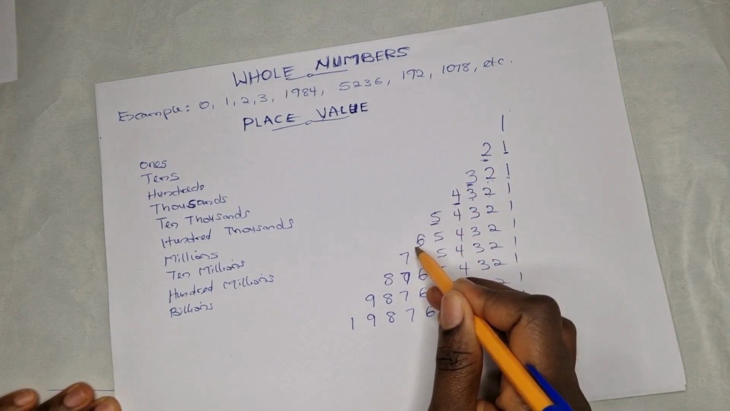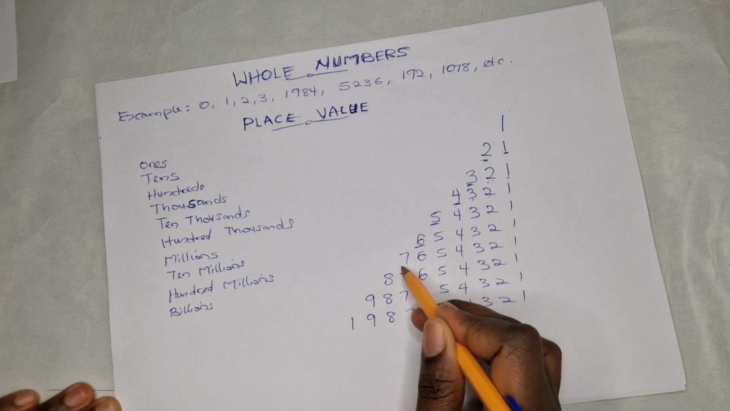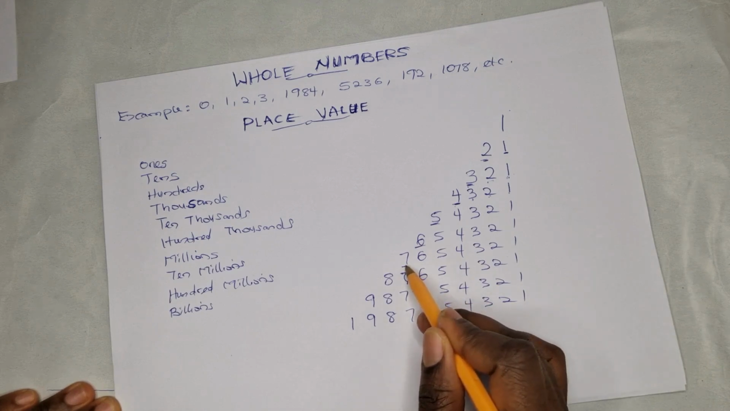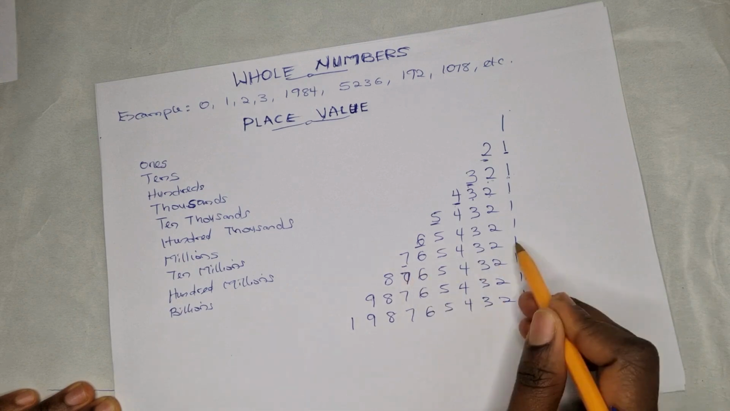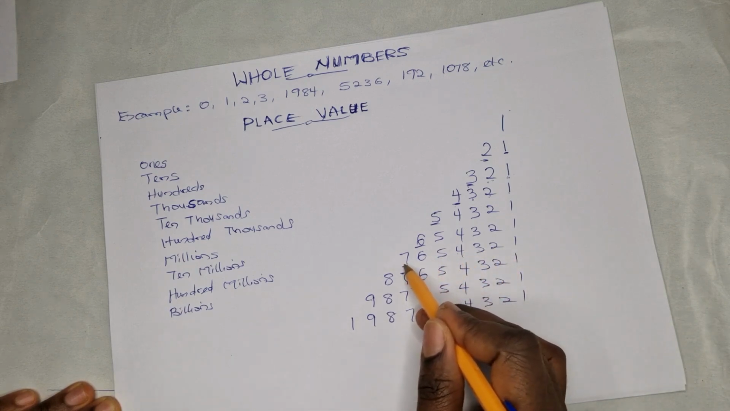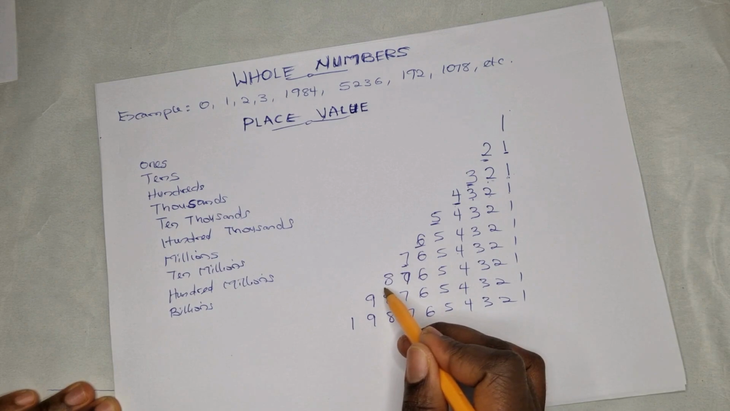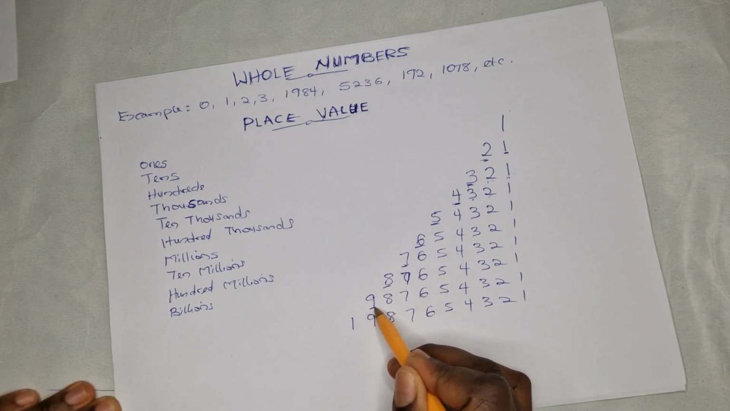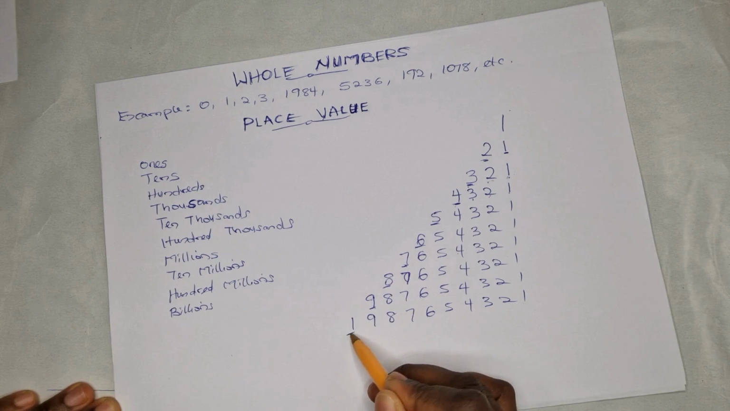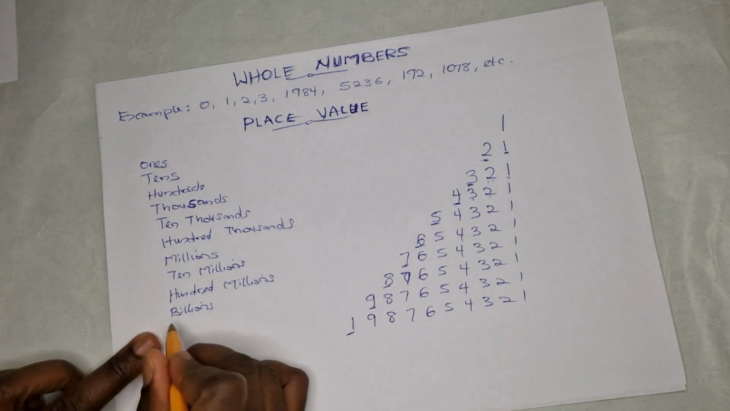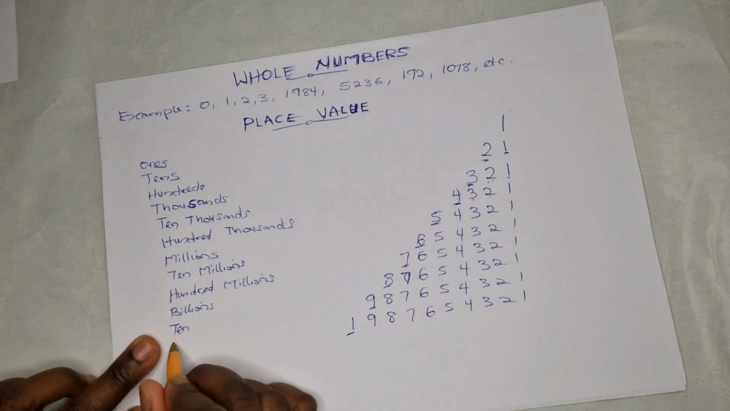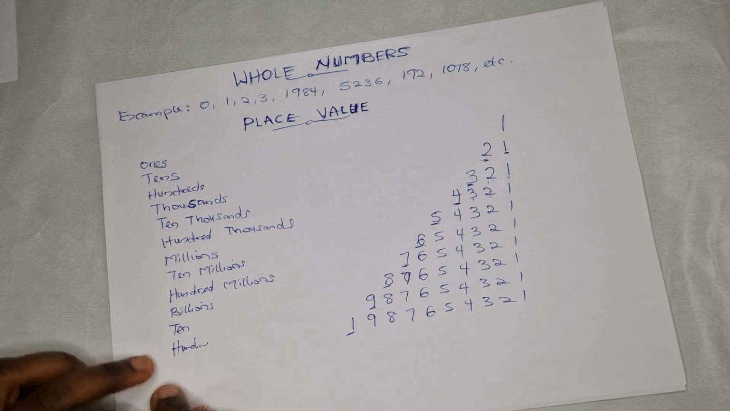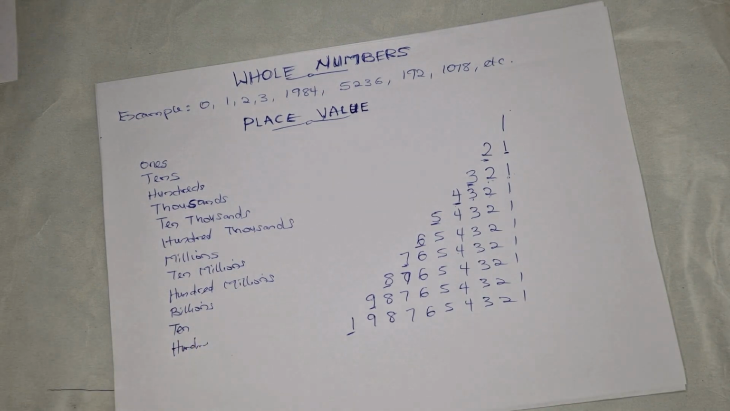10,000s, 100,000s, million. Million has 7 digits: 1, 2, 3, 4, 5, 6, 7. Then we have 10 millions, 100 millions. Then we have billions. After billions, we will also have 10 billions, 100 billions. Then we have trillion. Then it continues like that.